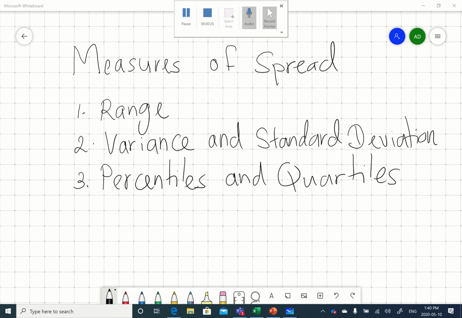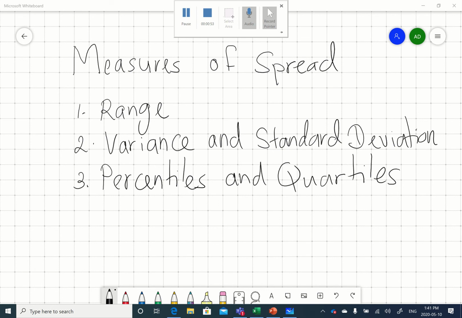Actually, standard deviation is a simple derivation of the value variance, and standard deviation is the most commonly used numerical measurement to measure the spread of a data set. And then we have some other measurements such as percentiles and quartiles. We are going to learn what these measurements are, and we will see how we calculate them.